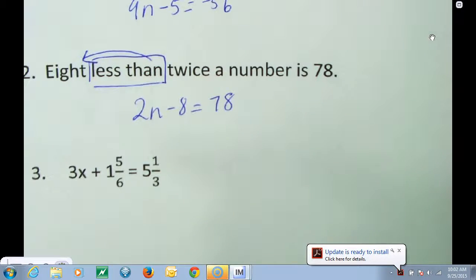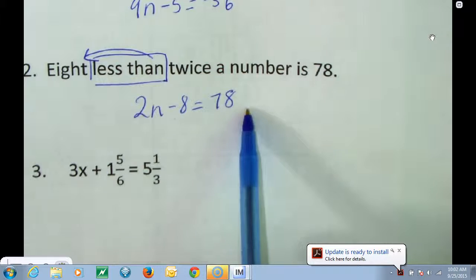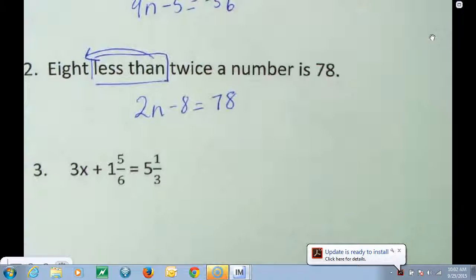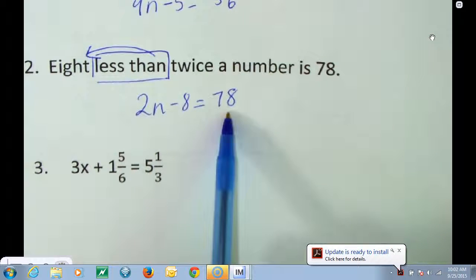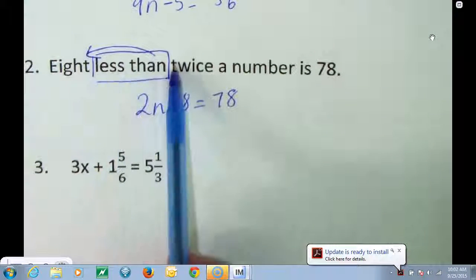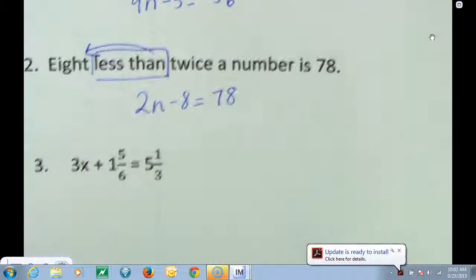You were right. Didn't you say this to begin with? 2n minus 8. That's what I wrote. So 2n minus 8. It's 8 less than. You have to write it backwards when it's less than.